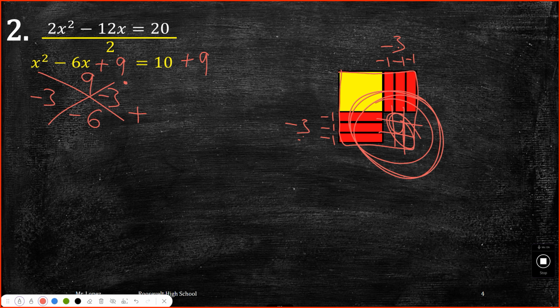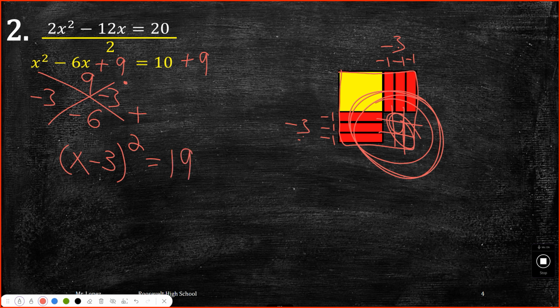So what are the factors? How do I write that? Write it down right here. x minus 3 squared, if we're going to skip that step, but it is going to be x minus 3 times x minus 3, no? Which is going to be x minus 3 squared. And we got what? 10 plus 9 is what? 19?